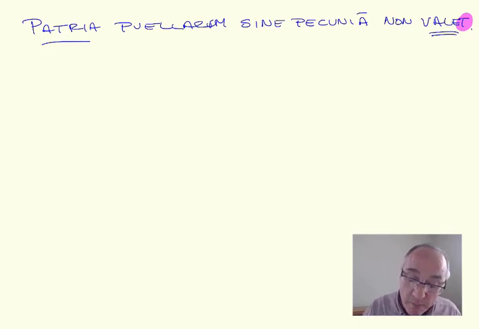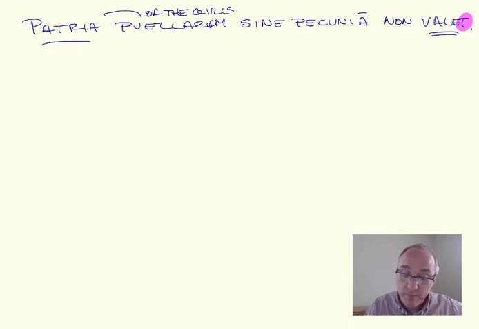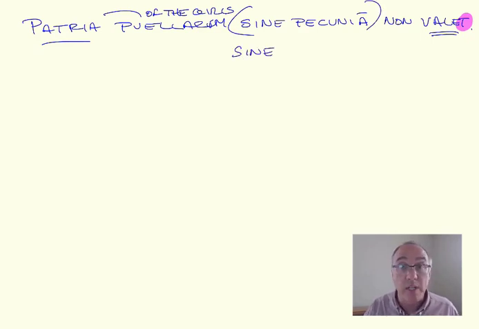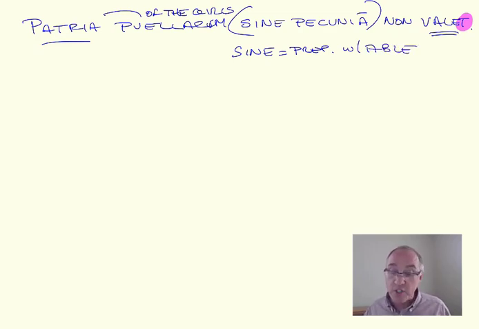Patria puellarum. There's my genitive case. It goes right close behind a noun. The country of the girls. I don't know, whatever the girls are doing, wherever they're from, their country is not strong. And then we have a prepositional phrase. Sine, well, if you look it up in the dictionary, it says sine is the preposition with the ablative. And it means without money. The girls' country is not strong without money.